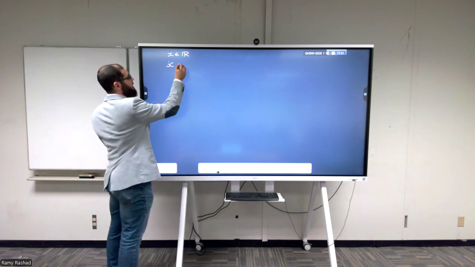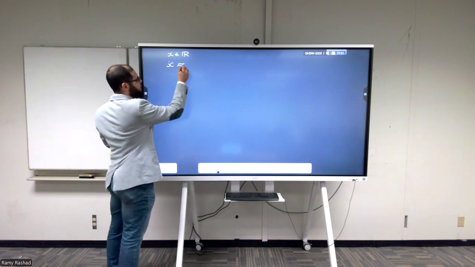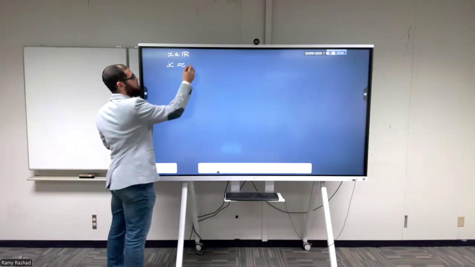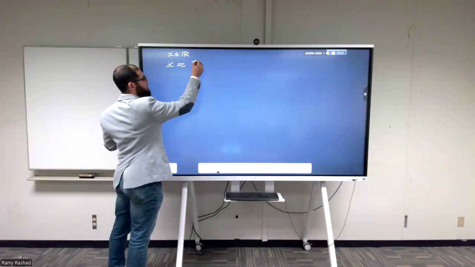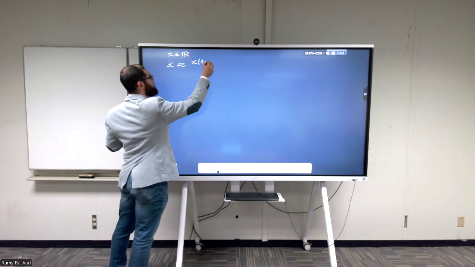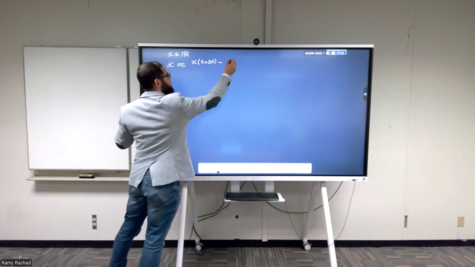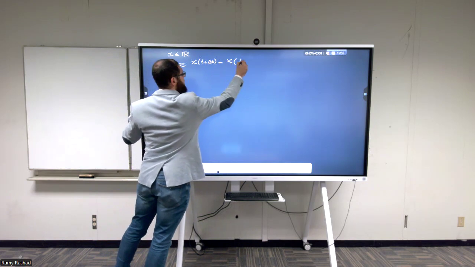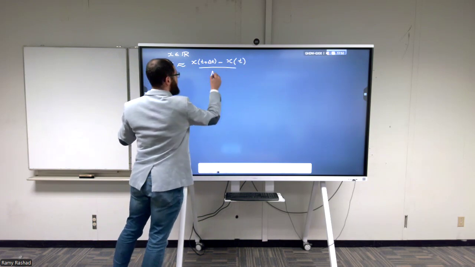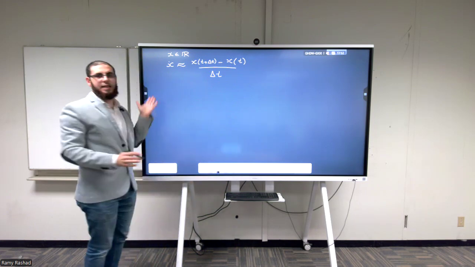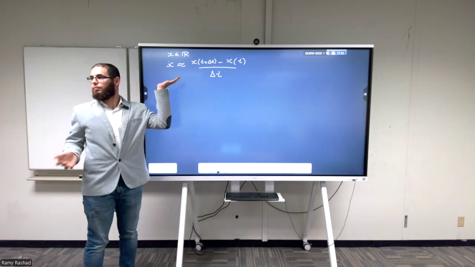Exactly. So we approximate x dot simply by saying that I have x at time t plus delta t, minus x at time t, divided by delta t, okay? This is precisely how we always derive x dot.